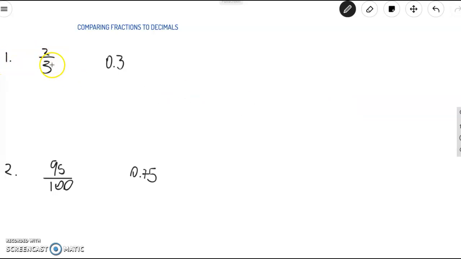So number 1, 2/3 or 0.3. What's bigger? In this case, we're going to have to divide 2 divided by 3. So let's go ahead and do that first. 3 goes into 2 0 times. 3 times 0 is 0. 2 minus 0 is 2. Now we're going to have to annex zeros here. So add a decimal point and a 0. Bring down the 0 here.